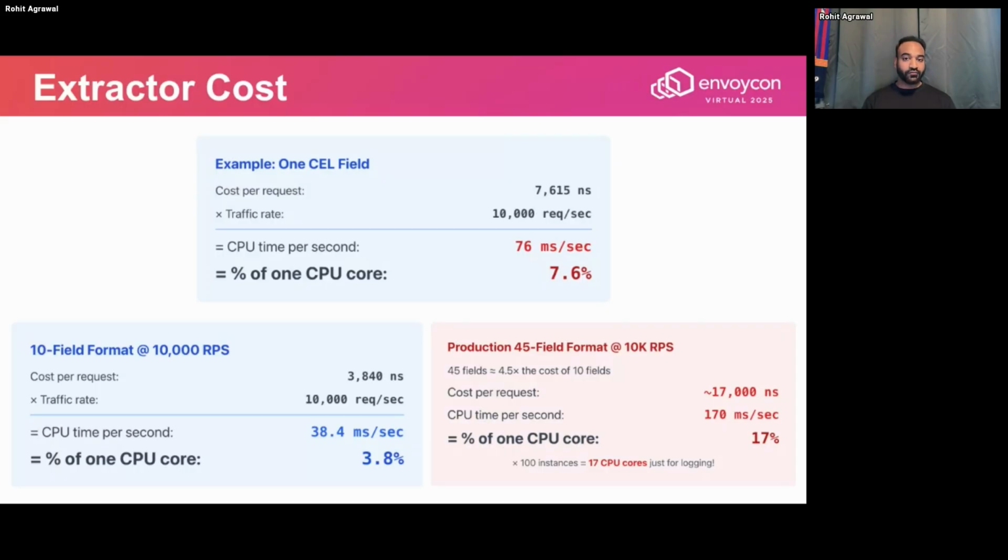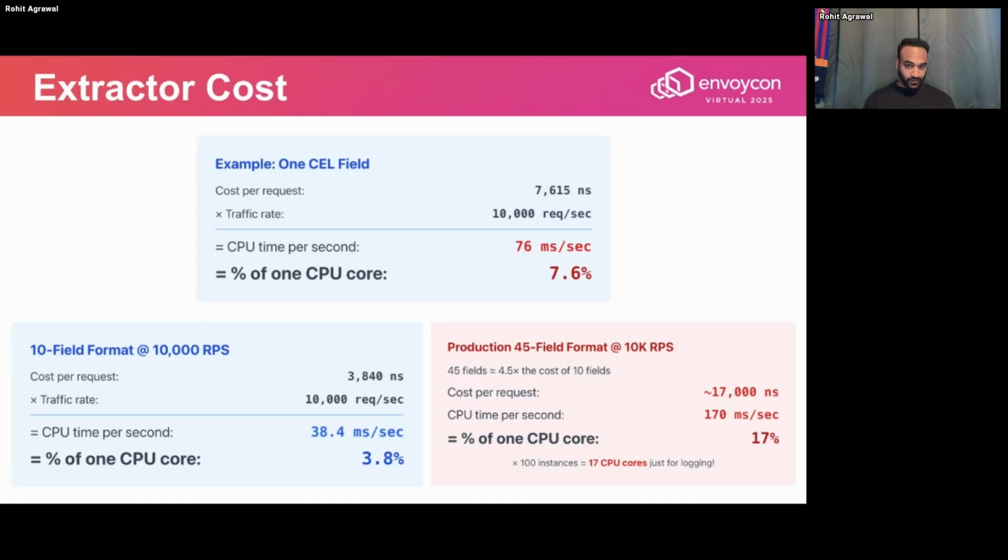This is only for illustration purposes. Let's assume you have one CEL field and it's taking 7600 nanoseconds, and you have 10,000 requests per second coming in. You would spend roughly 76 milliseconds in the CPU, which is like 7.6% of a CPU core. Now, if I apply this to a 10 field format where I have 10 fields in the access logs, and I use different types of extractors, direct, header, metadata, the total cost is 3,800 nanoseconds. For 10,000 requests per second traffic, I would roughly spend 38 milliseconds, which is 3.8%.